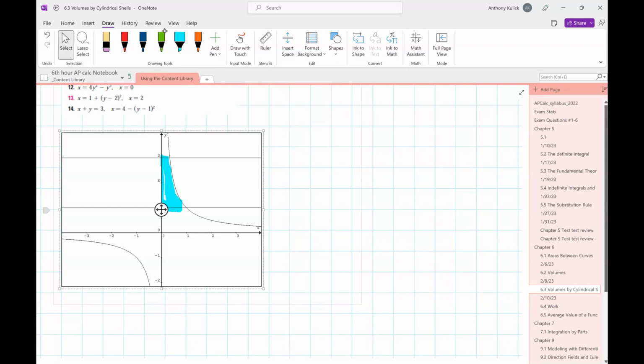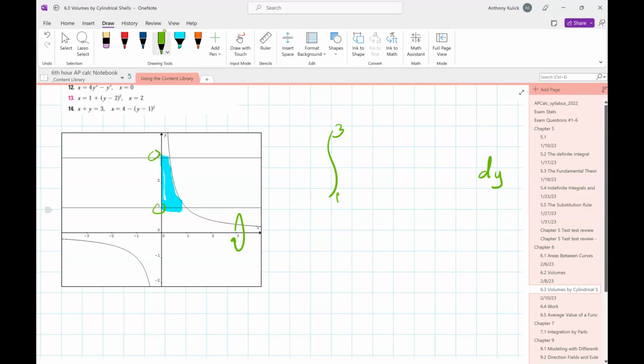All right. And we're doing this rotating about the x-axis now. So what does that tell me? dy. The bounds are going to be... yes. Since we're integrating with respect to y, the y-axis is where we look for our bounds.